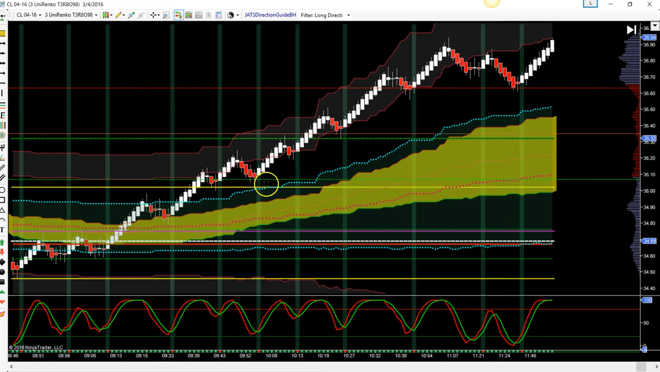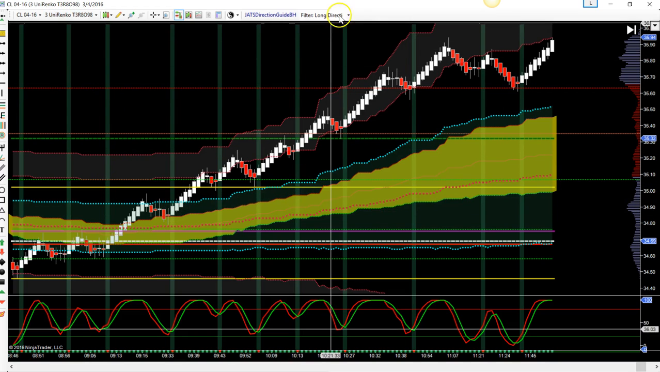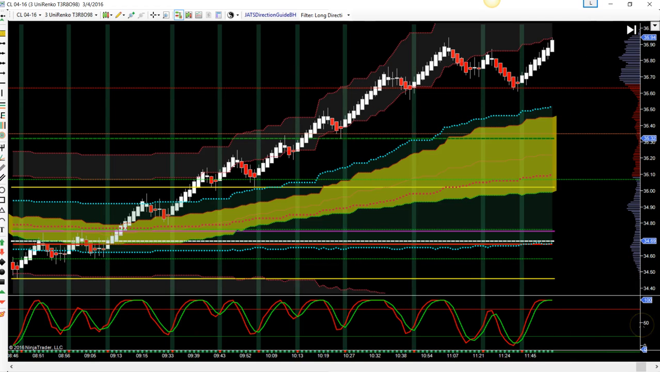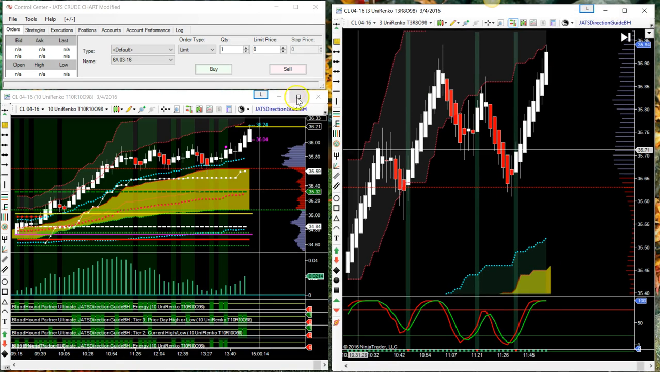As pullback traders, that's the way you'd like to see it set up. So generally get the idea of what you're doing, have a confirmation, and then you can always kick it down to a smaller time frame chart and use your filters that will get you in. And that's the direction guide system.